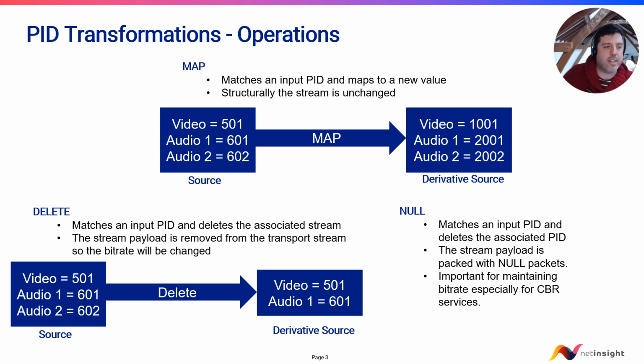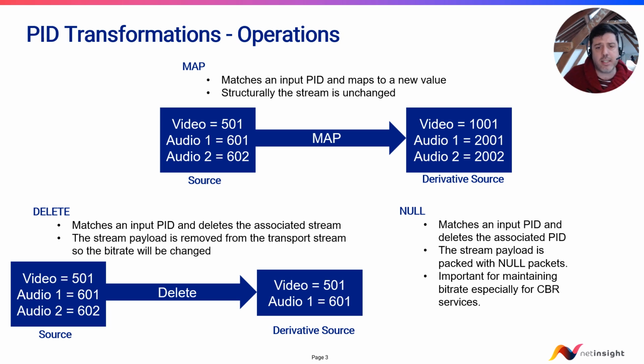The second operation is a delete operation. This will do a match on a PID that you specify, and it will delete the associated PID and its stream. In this case, the stream payload is removed from the transport stream, so the overall bit rate of the stream will be changed. This is useful when you want to create derivatives that you need to make more efficient from a bandwidth perspective. Let's say you have a large transport stream with a large number of audios and videos, and you want to create smaller output streams, then the delete function will be really useful for that.